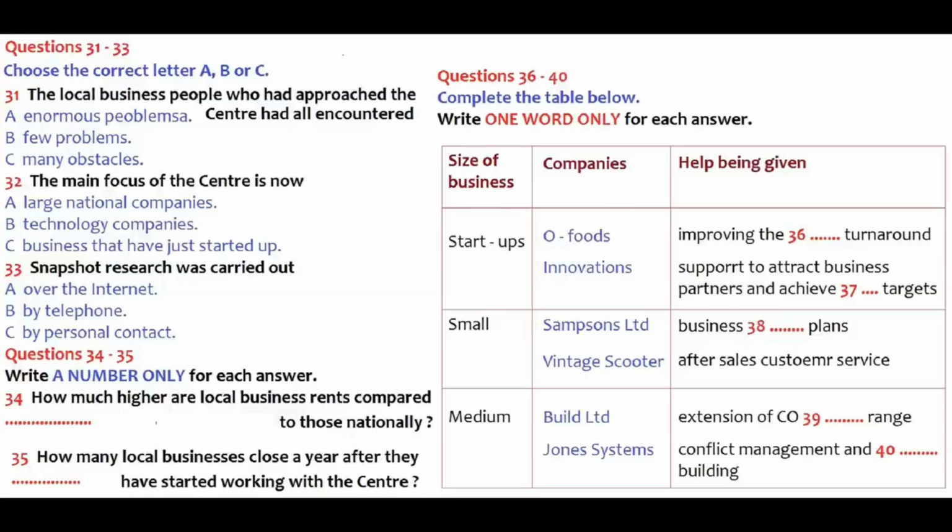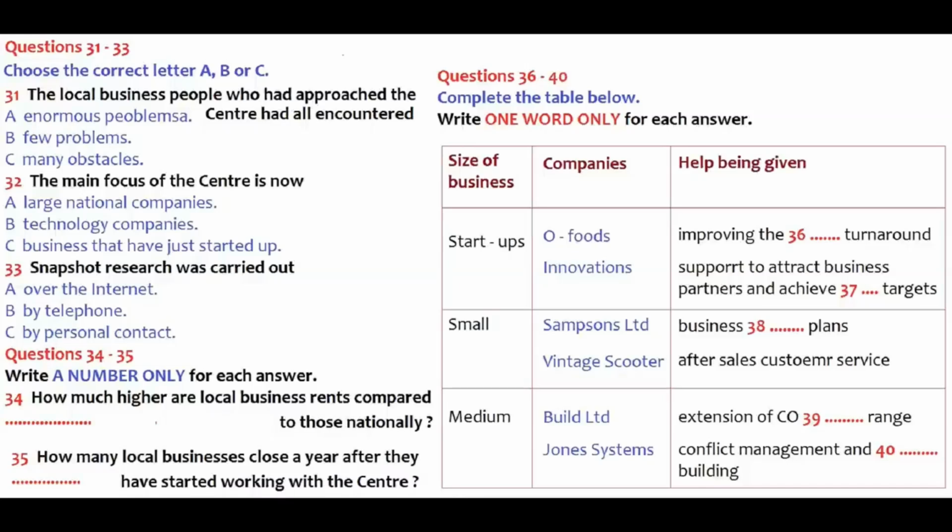In the smaller business category, Sampson's Limited, a courier company which is interested in developing a taxi service, is being offered help with their business expansion plans. Another small niche company called Vintage Scooter, which specialises in revamping old scooters, is taking part in a product monitoring scheme, offering customer service up to a year after purchase to check the quality of their restoration.